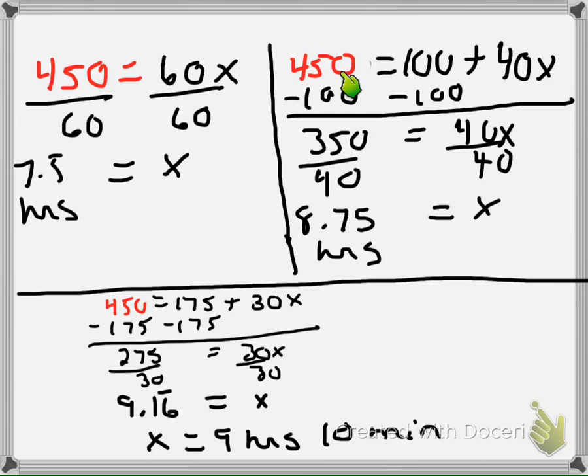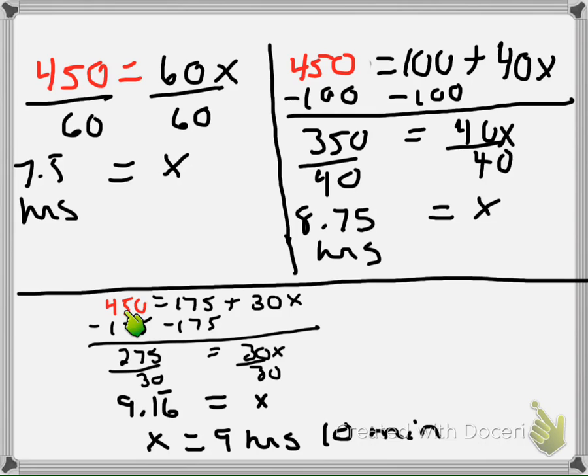On this equation, it's a two-step equation. 450 equals 100 plus 40x. The first thing I have to do is get rid of this 100 by subtracting 100, because the opposite of adding 100 is to subtract 100. I do that on both sides, and I get 350 equals 40x. This means multiply. The opposite of multiplication is division, so divide by 40. X is going to get 8.75 hours. That's how many hours you get.